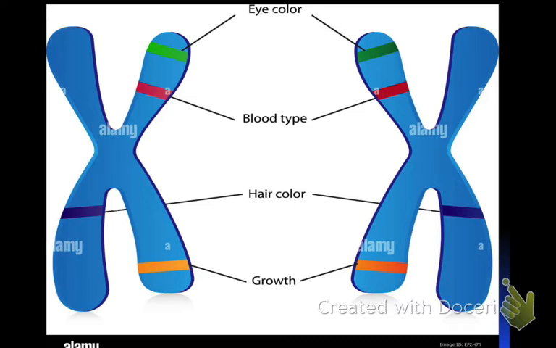Same thing for blood type. Hair color and growth, how tall you're going to be, is coded for genetically, and you can have a gene that says, oh, you're going to be really tall, versus its matching allele that says, no, you're not going to be so tall, you're going to be short. And then again, we'll look and see who wins. How do you decide which gene is going to be expressed?